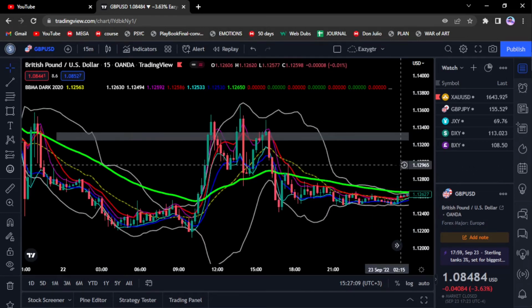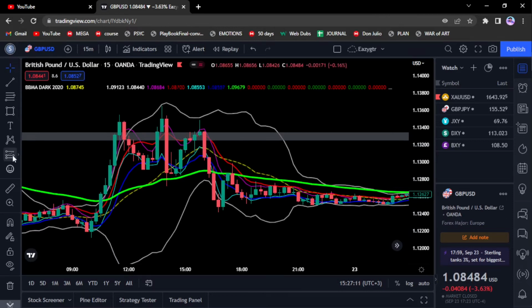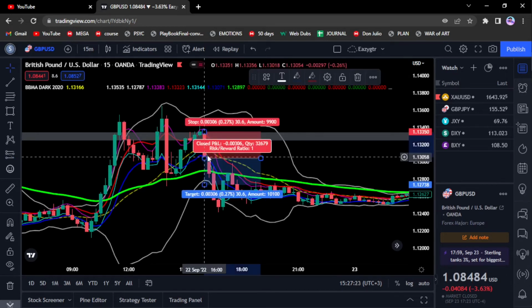So the first entry could be around here for a short position, but since this was only one candle, you couldn't have gotten an entry. That's why our entry was around here. Taking a sell.